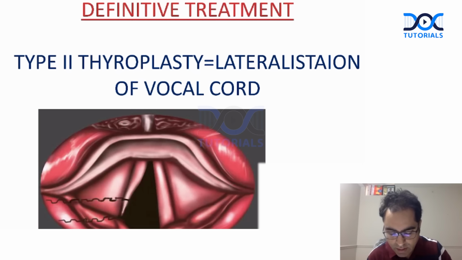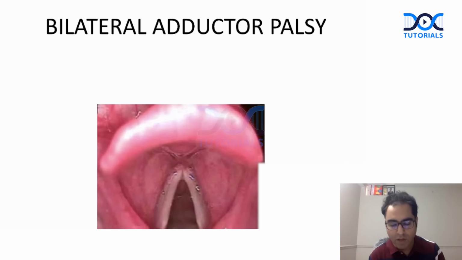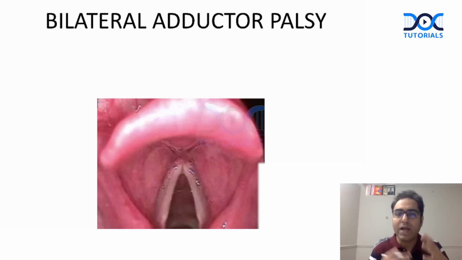Now, let us see another condition called bilateral adductor palsy. Adductor palsy means the reverse of bilateral abductor. What happens is when both vagus nerves are damaged. You know, RLN and SLN are the branches of which nerve? Vagus nerve. If vagus is cut, larynx is dead. Larynx is dead, beta. It means when both vagus nerves are damaged, it is a complete paralysis of the laryngeal innervation. Both RLN and SLN are gone.